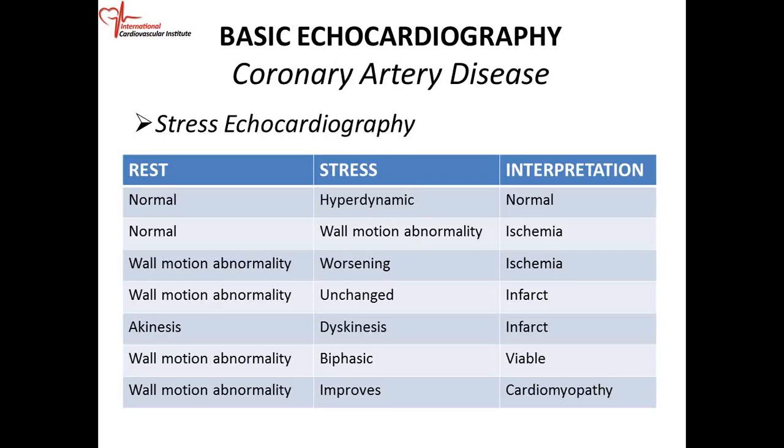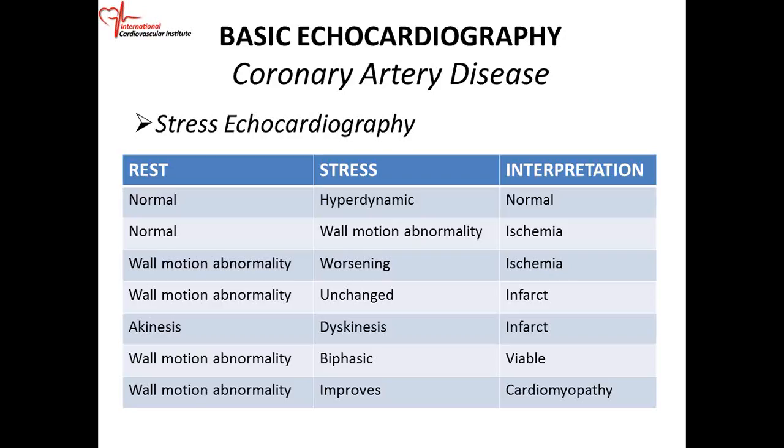If you have difficulty getting the patient to target heart rate, you can use atropine. Atropine is a medication that can speed up the heart rate. So you inject atropine to increase the heart rate to get to target. And then once you get to target, you're going to do what we call your peak echo, peak dobutamine echo. And then 10 minutes after the peak, you're going to get a recovery echo.